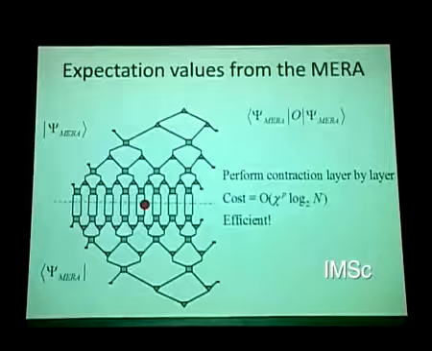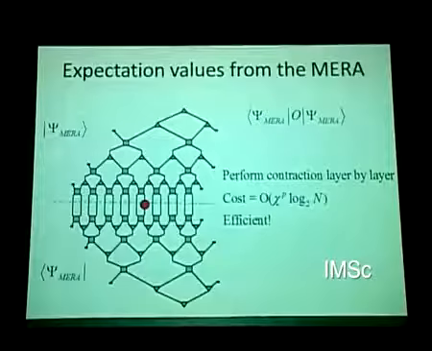So this is the contraction I have to make, and this is similar to the kind of diagrams I drew with the MPS as well. So I have the ket here, this is the ket MERA, this is the corresponding bra, and my operator in between, and all the other edges are just summed over.